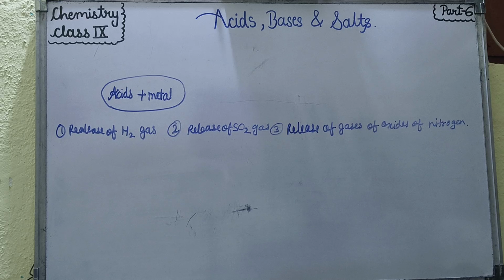Third, release of laughing gas by dilute HNO3 with more active metals like zinc. Example, 4Zn plus dilute 10HNO3 gives 4Zn(NO3)2 plus N2O plus 5H2O.